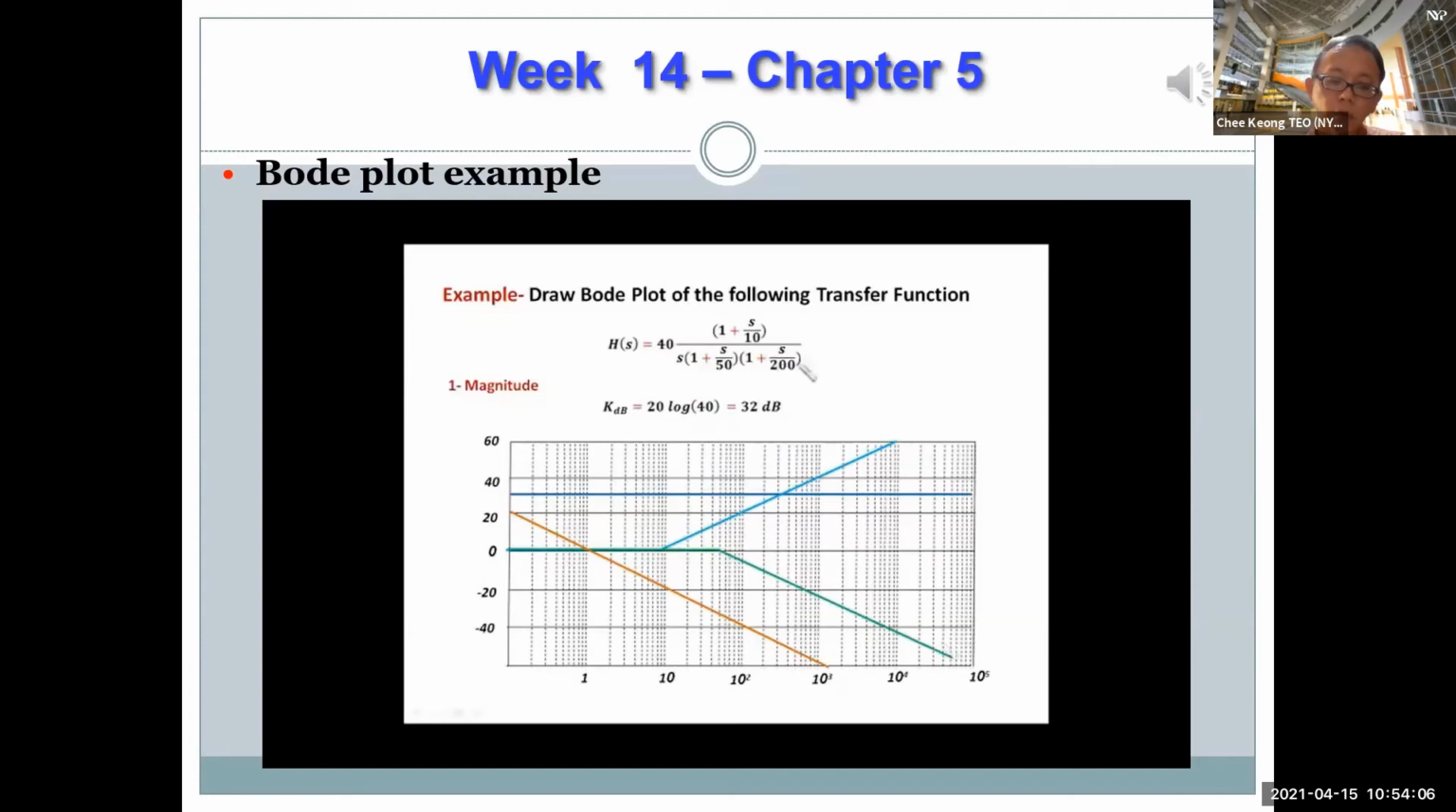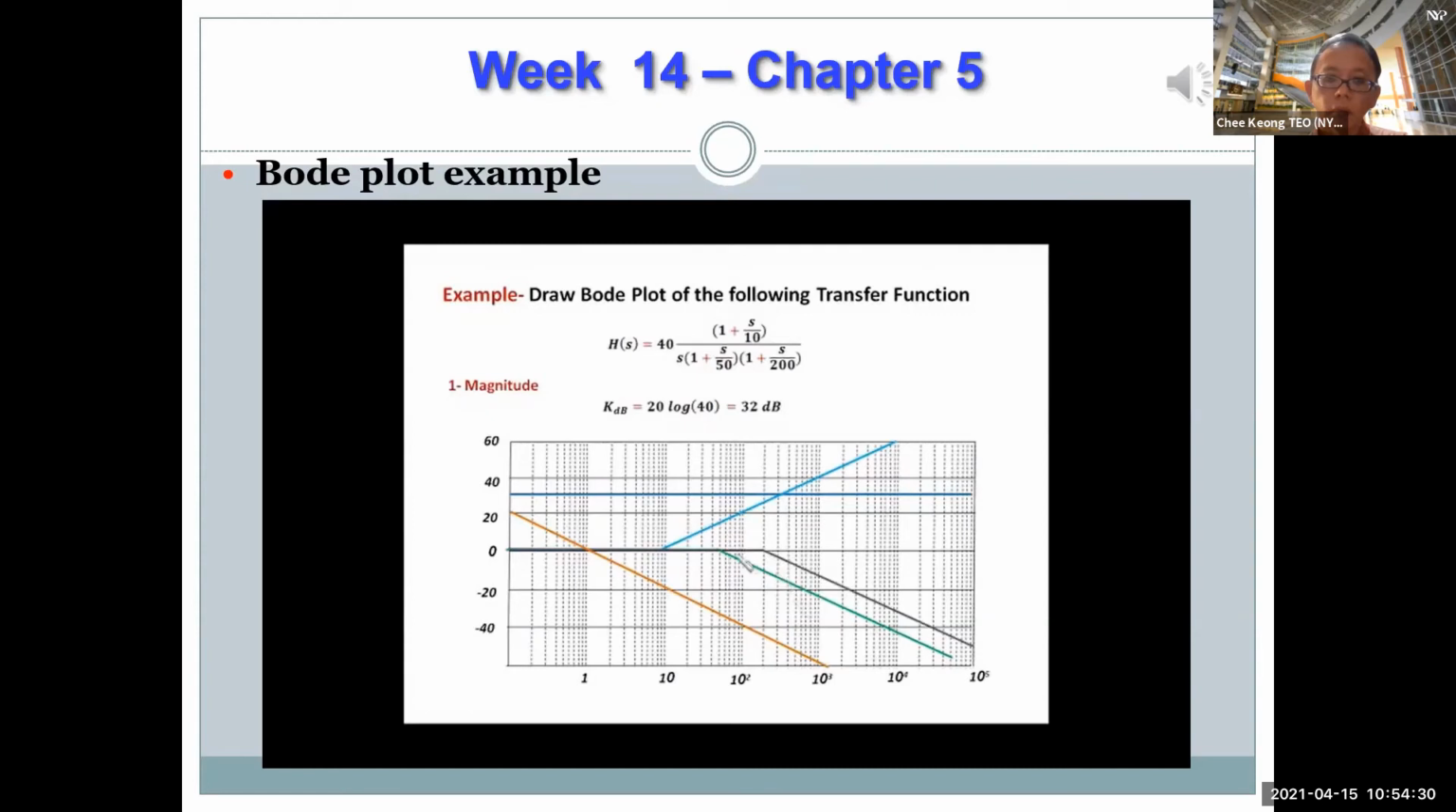The last corner frequency we have is a pole at 200. So I will locate the frequency where it will read 200. Here is the 100, that will be the 200. So this is the 200 corner frequency, and it's going to go again as a pole, so it will be a straight line with a slope of minus 20 dB per decade. So when we do that, that's what we have.